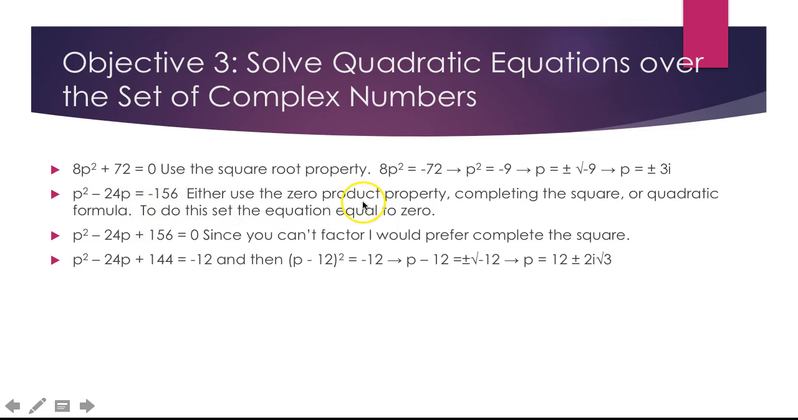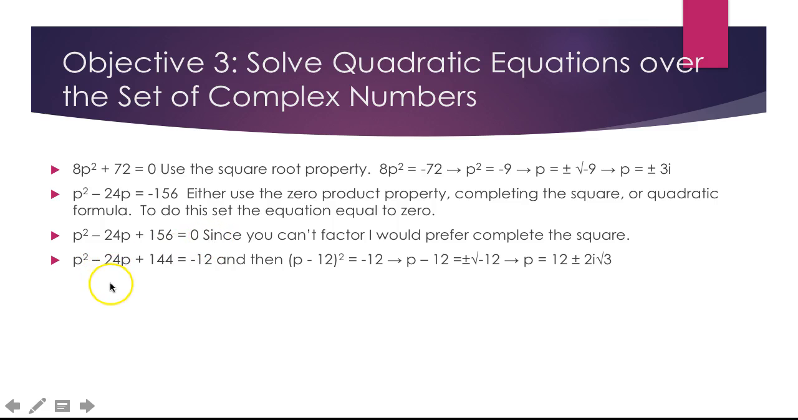Either use the zero product property, completing the square, or quadratic formula. To do this, set the equation equal to 0. You get p squared minus 24p plus 156 equals 0. Since you can't factor, I would prefer complete the square. If you prefer the quadratic formula, use it. So if I'm going to complete the square, I move the 156 over and make it negative 156.